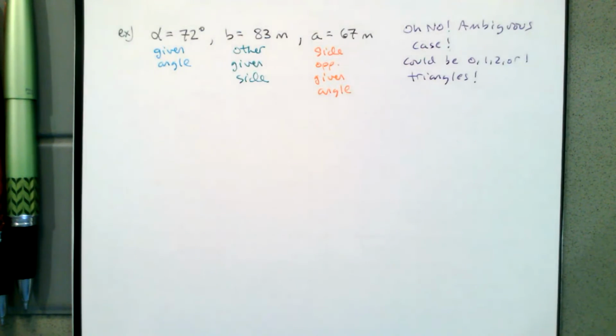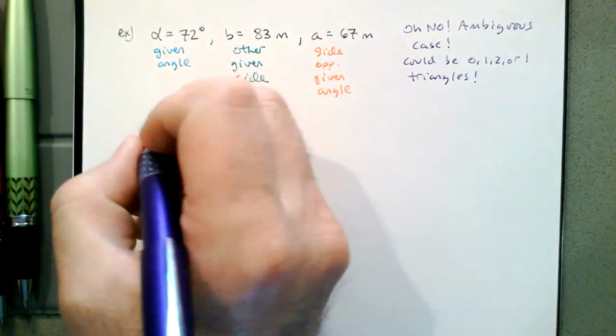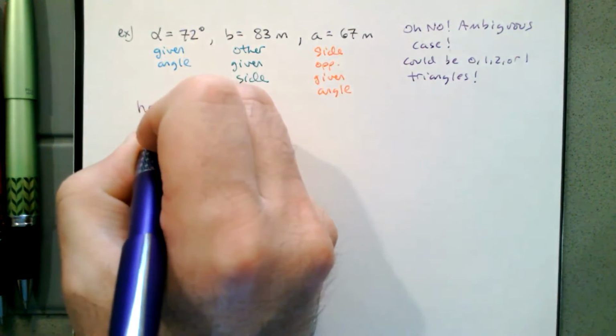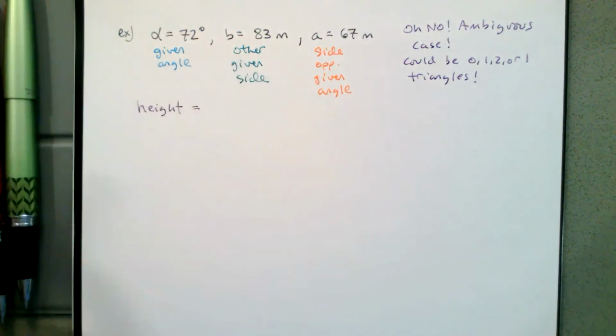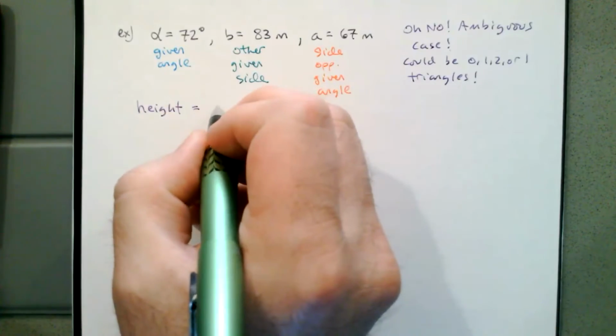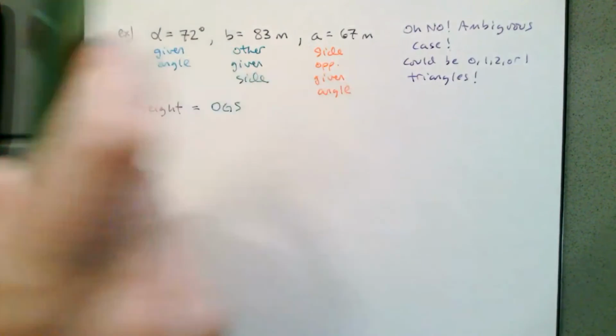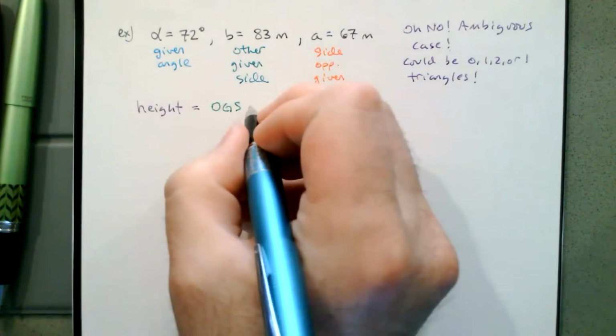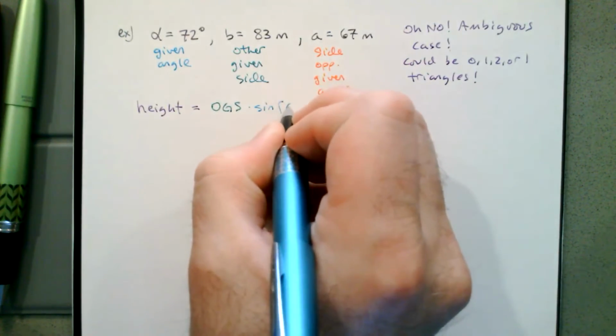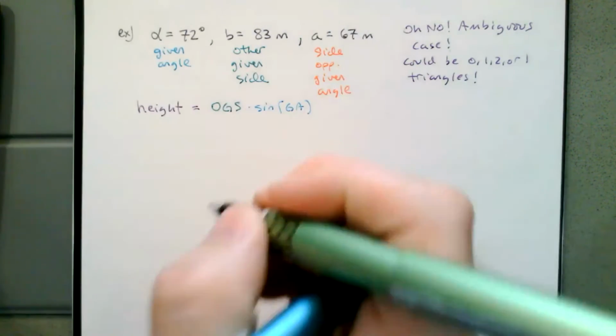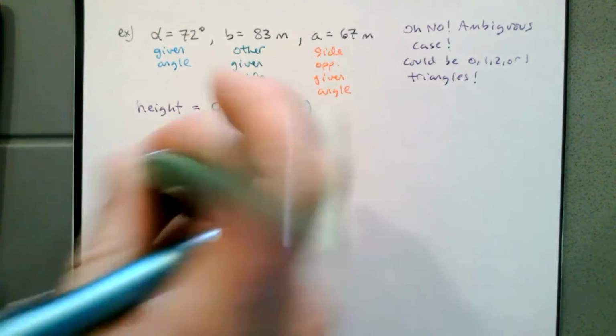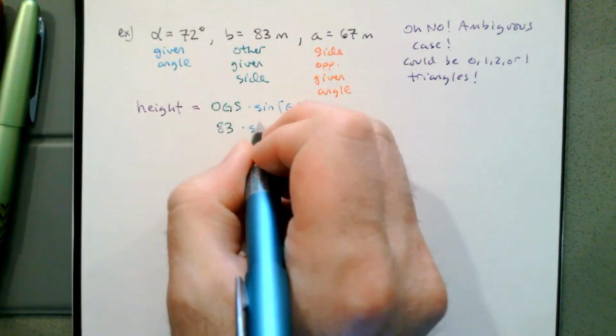We could try and figure out how we could calculate the height and compare the side opposite the given angle to the height to figure out the number of triangles. Let's do that, and then let's see why we didn't have to do that in the first place. So the height is the other given side multiplied by the sine of the given angle. So we'll take the other given side, 83, and multiply by the sine of 72.